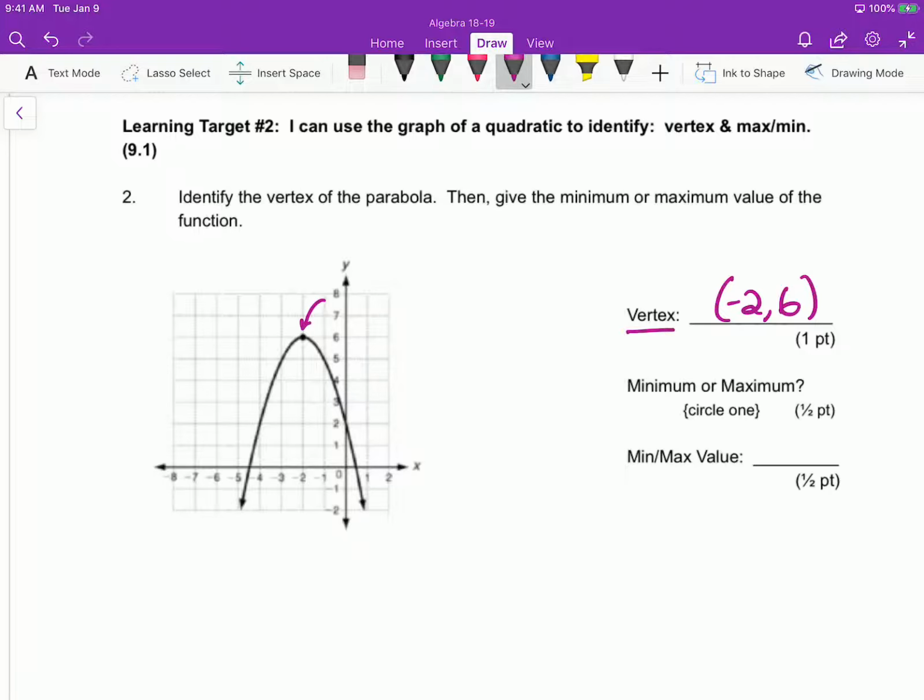And then it says, is that a maximum or minimum? Well, that is as high as it can go. It can't go any higher than that. It's kind of like an imaginary ceiling. And when it says what is the value, it's asking what is the max height? How high is that ceiling? Well, that would be the same as the y value of the vertex, the 6 right here. That's how high it could go.